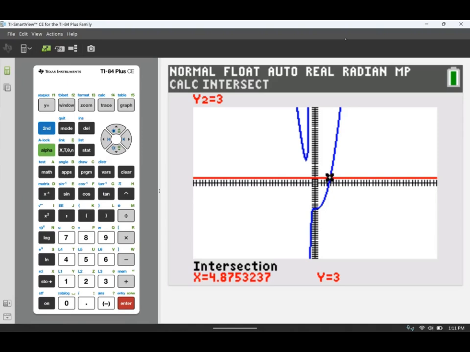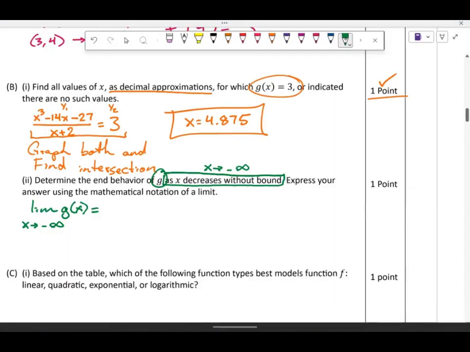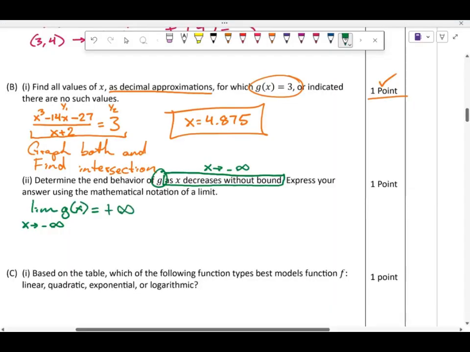Isn't that going up, guys? So I give my answer here, positive infinity. But again, you need the notation of a limit. We have that. Hey, we have our fourth point. Yay.